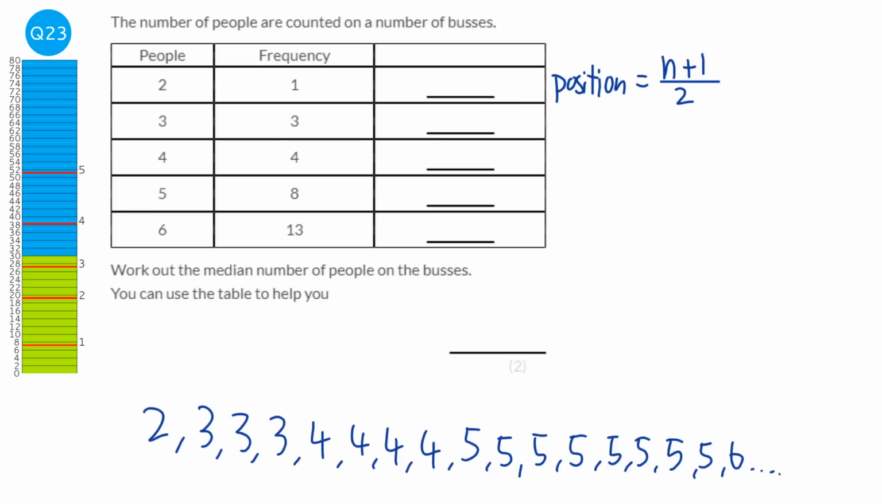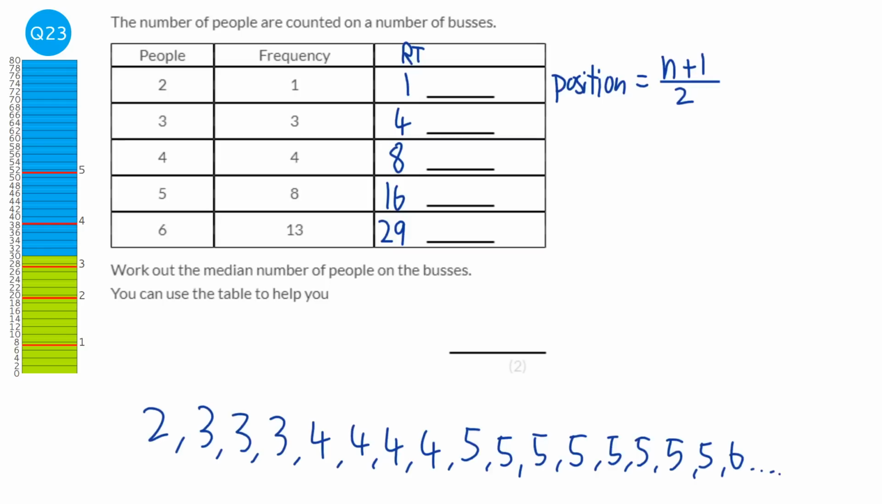So what we do is we do a running total. The running total is just adding up the frequencies as we go. So the first one is just 1. Then we're going to add the 3 in the next row, so that's 4. Add the 4 in the next row, 8. Add the 8 in the next row, 16. Add the 13 in the next row, and that would be 29. Now, we use the running total because the running total shows us where the last number is in that group.